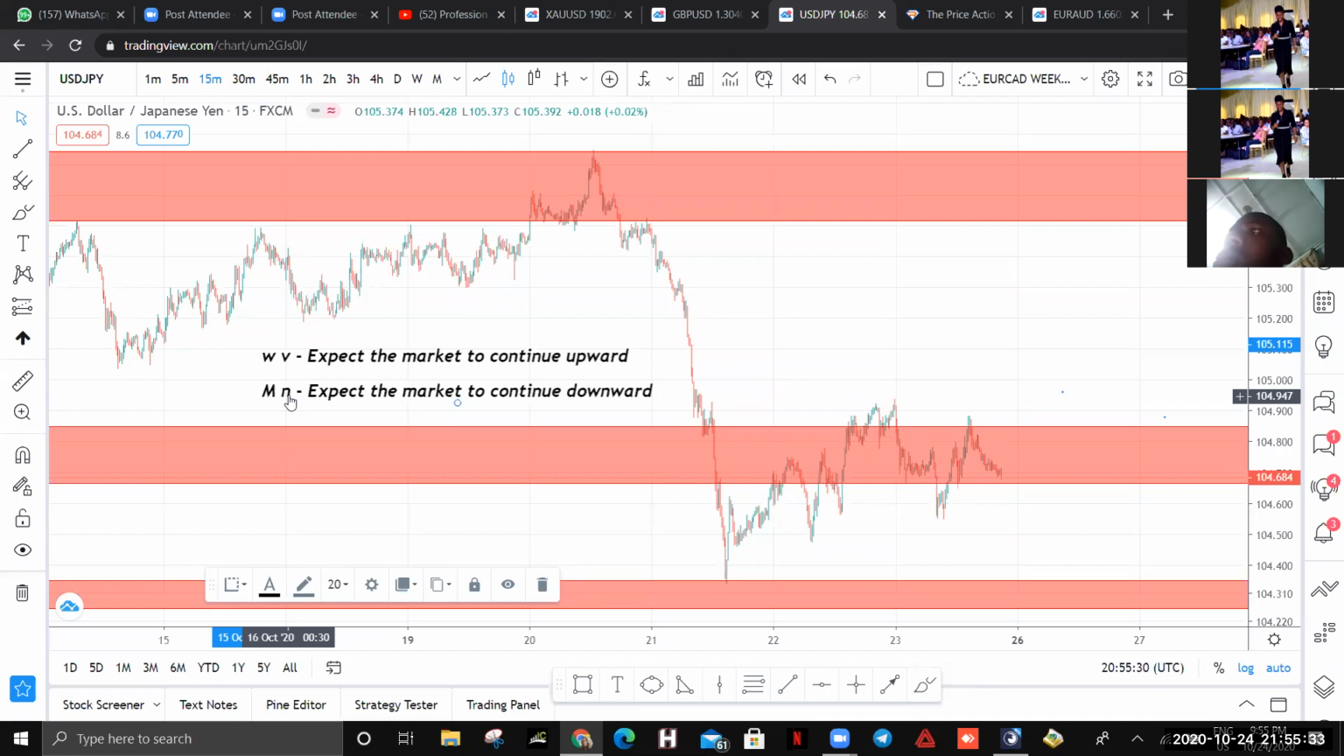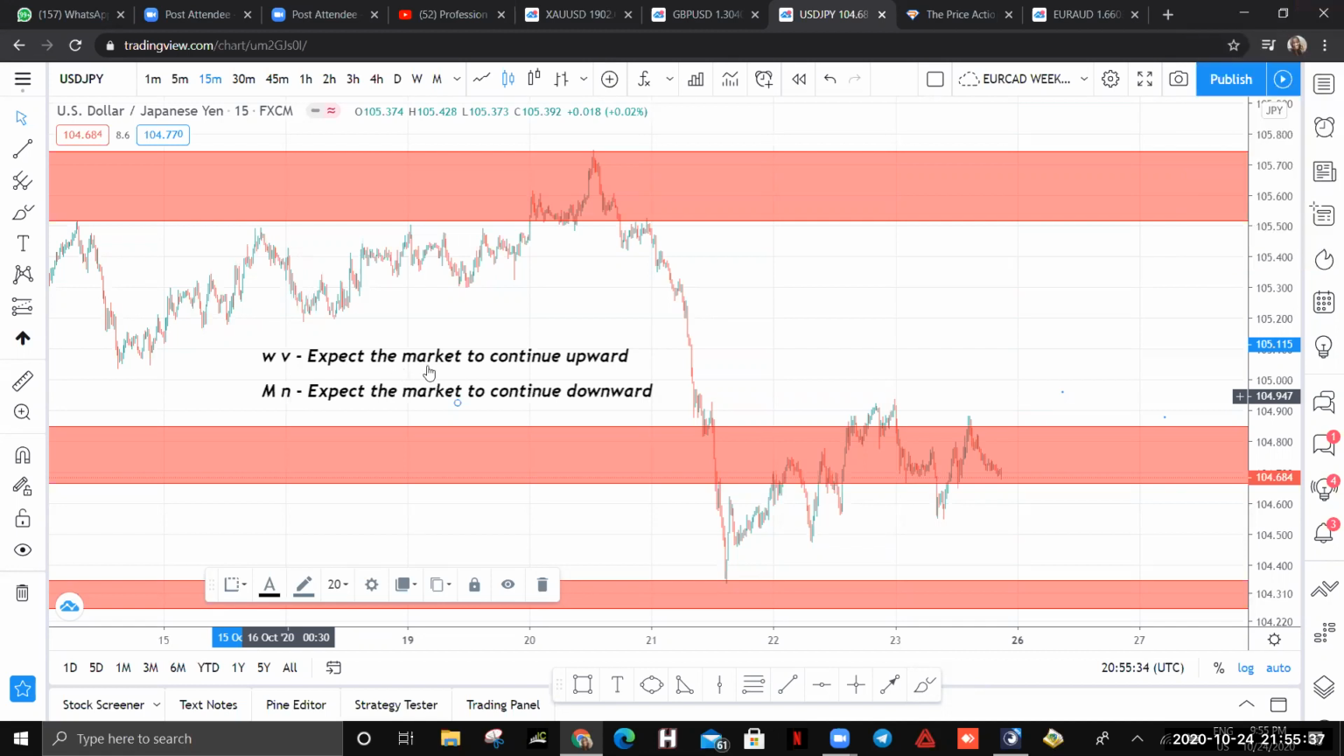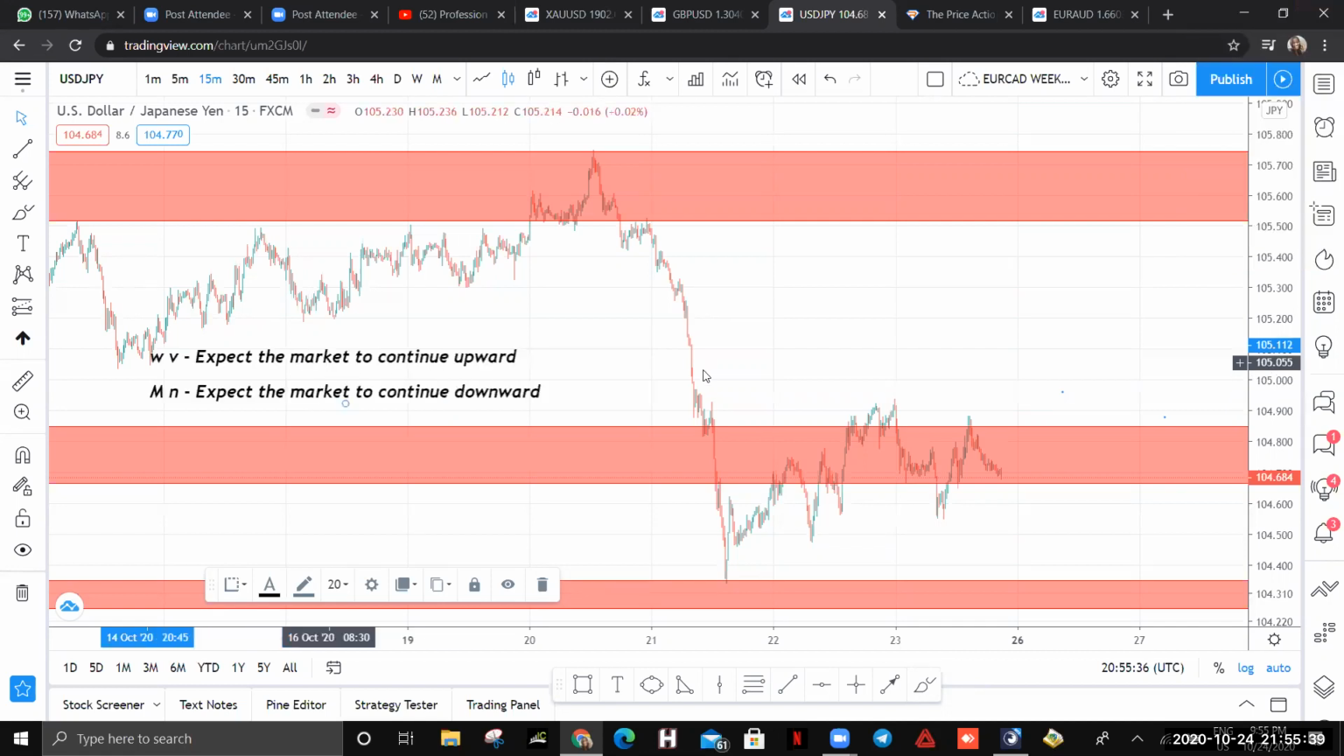But when you spot this thing, always wait for the confirmation. The confirmation is that if you spot, let me see now, the W. This is the first W that was spotted here. Let me show you. I spotted the W now. Okay, hold on. Let me reset this.